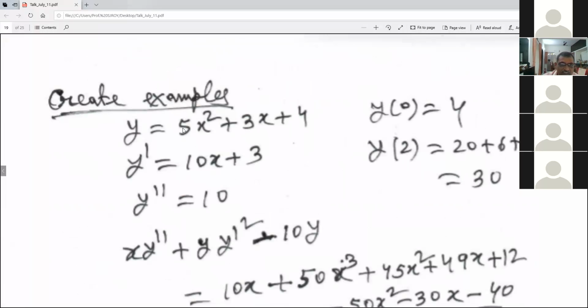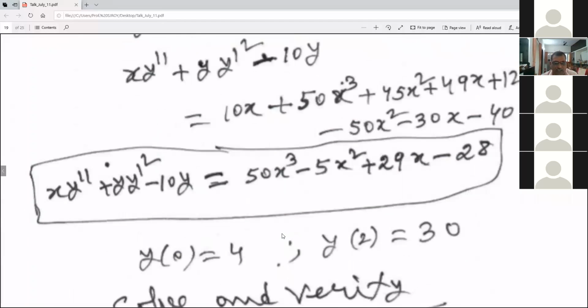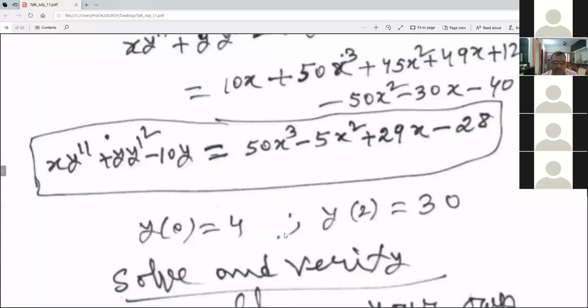Suppose you take y equal to 5x squared plus 3x plus 4. You assume x is 0. Then y at 0 is how much? 4, because this is 0, this is 0, so 4. y at 2 is 30. So you got 2 boundary values. Now y dash is 10x plus 3, y double dash is 10. Just differentiate. Then you write some expression in x, y, y double dash. See, this is how I have written a nonlinear equation. Then I got some expression. Now this is my equation. So what is my boundary value problem? This is the equation, this is one.